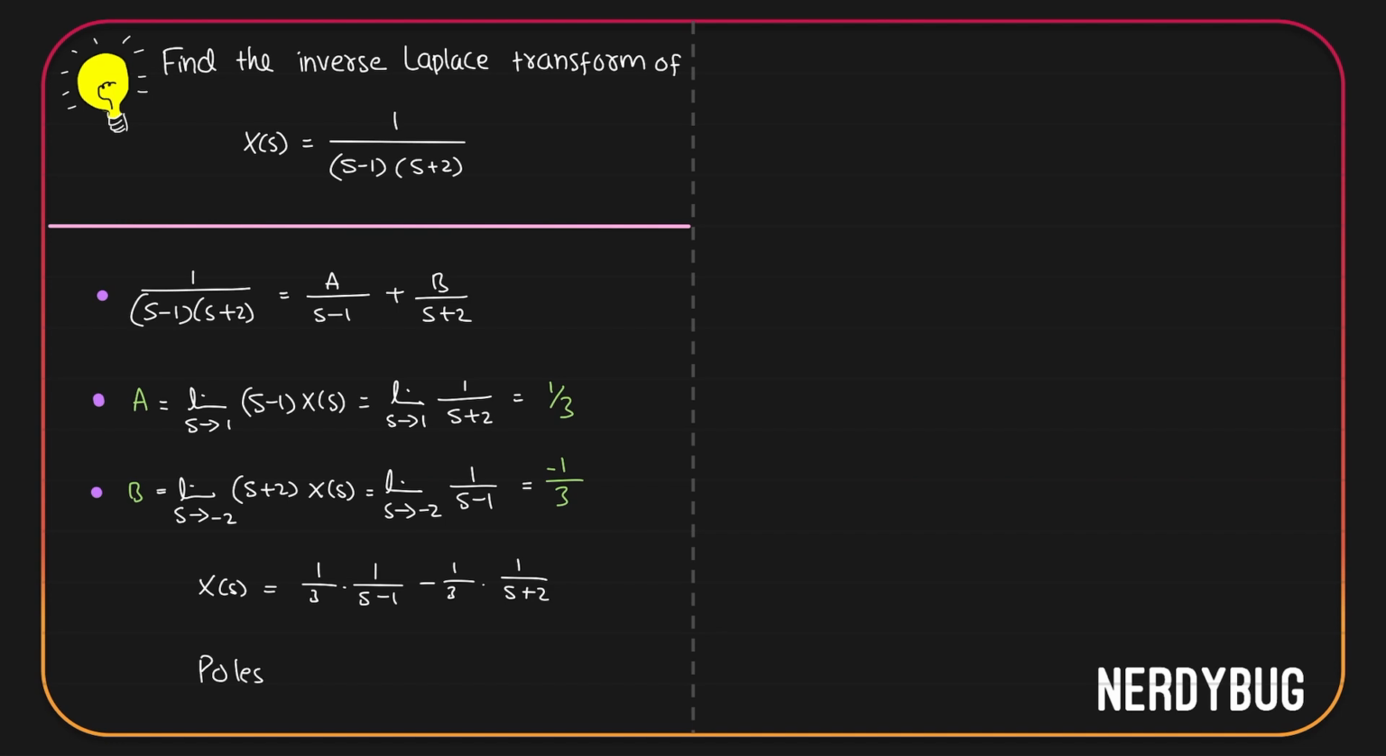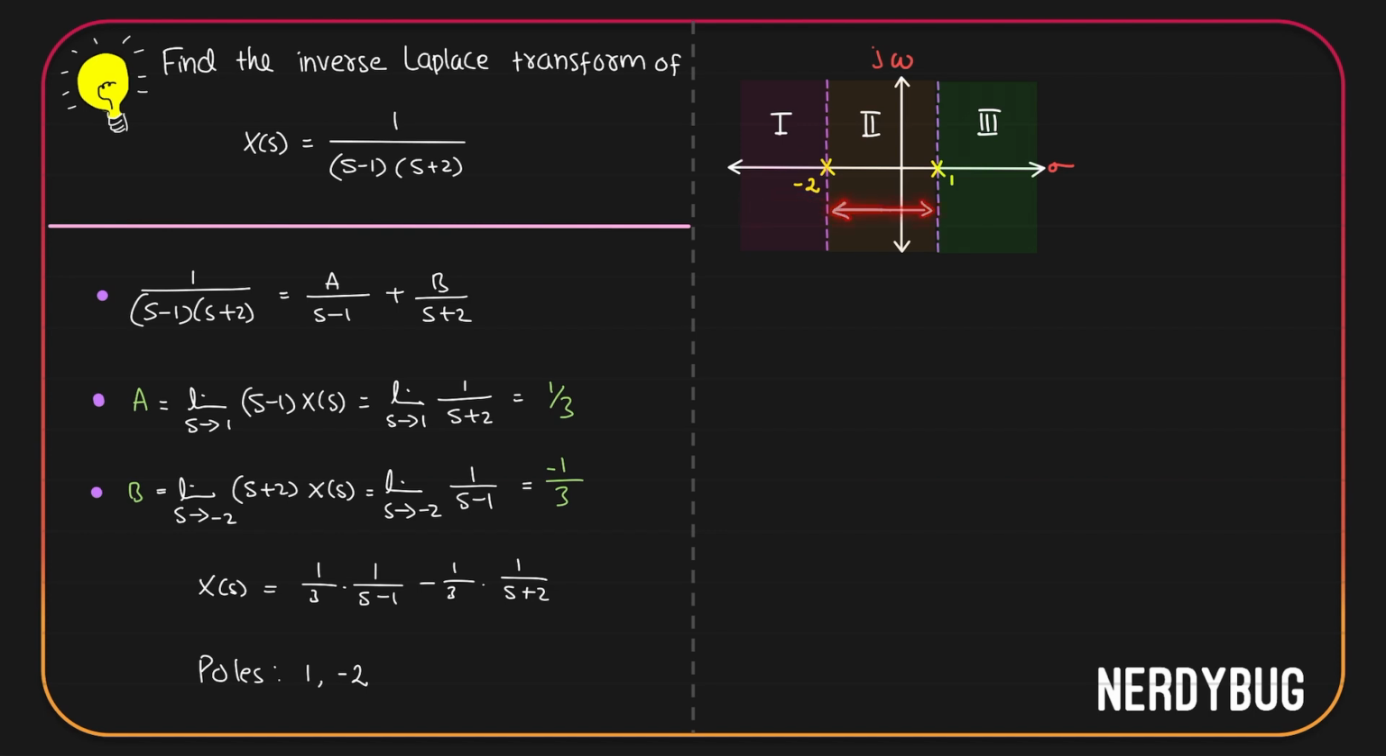The poles are at s equal to 1 and s equal to minus 2. Let us plot this on an S-plane. We have one pole at minus 2 and one pole at plus 1. There are three possible ROCs here. Either it can be towards the left of minus 2, or between minus 2 and 1, or towards the right of 1. The reason is ROC cannot contain any pole. So these are the only three options we have without containing minus 2 and plus 1.